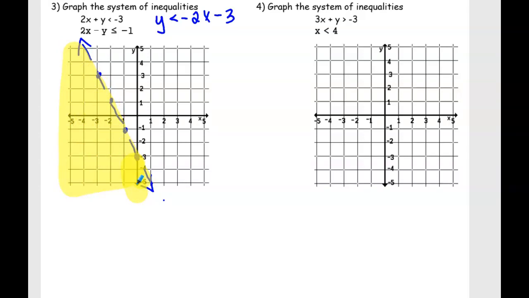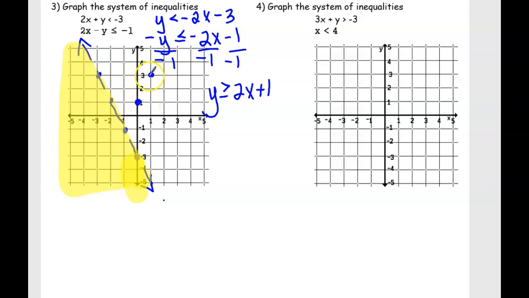All right, now I'm going to work on the next one. I'm going to put it in slope-intercept form, -y less than or equal to -2x minus 1. Now I'm going to divide by -1. Now don't forget, because I'm dividing both sides by that negative, my y is actually greater than or equal to 2x plus 1.